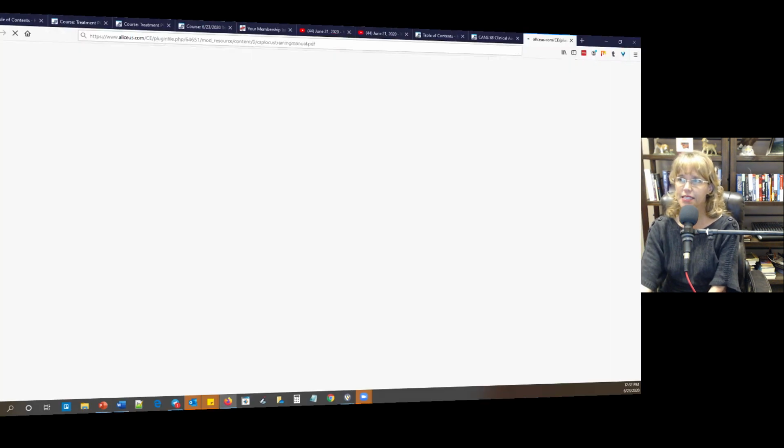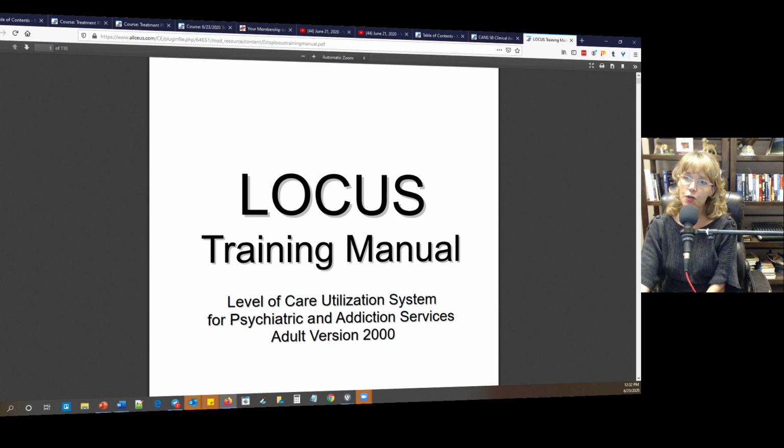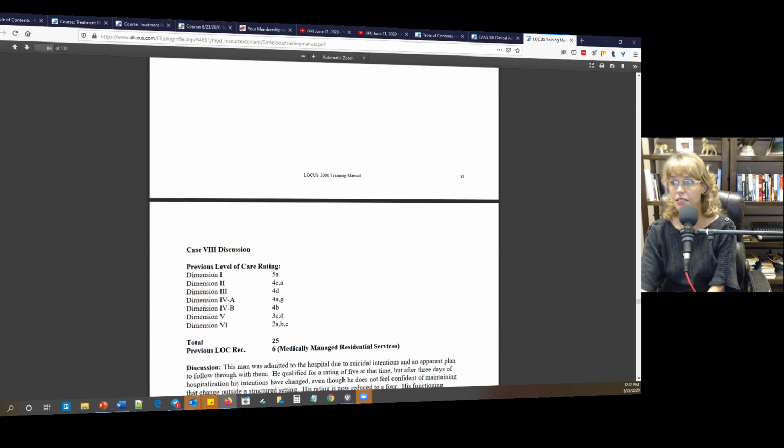The LOCUS is another popular one with a lot of insurance companies, and we will go down to page 108, maybe.